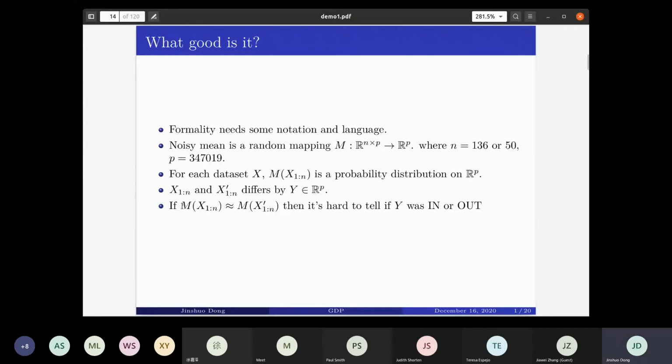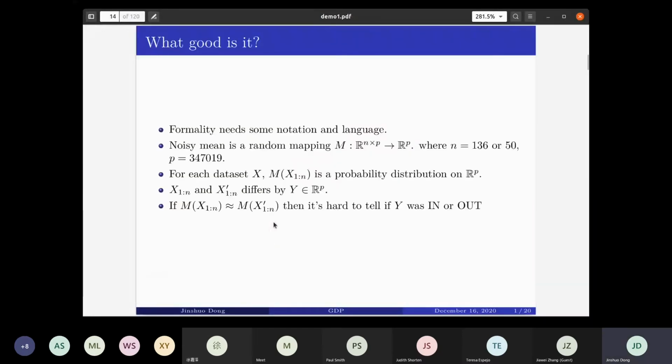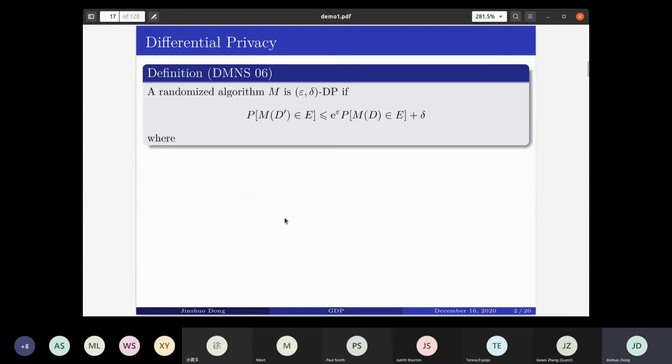So if we go back one slide, we can observe that with noise the two distributions are similar, but without noise they are not similar. That's what we want to achieve by adding noise: the two distributions are similar. The formal definition of differential privacy was proposed by Cynthia Dwork, Frank McSherry, Kobbi Nissim, and Adam Smith in 2006.